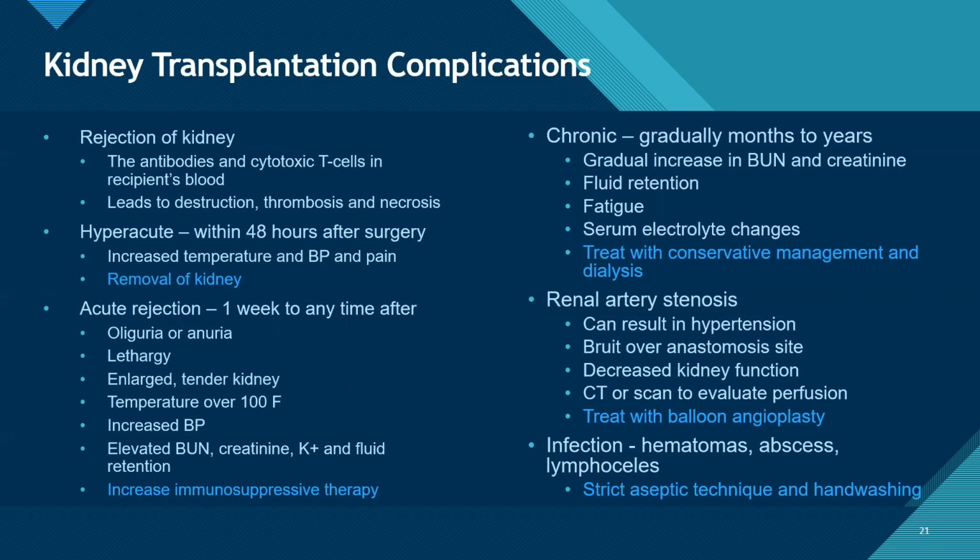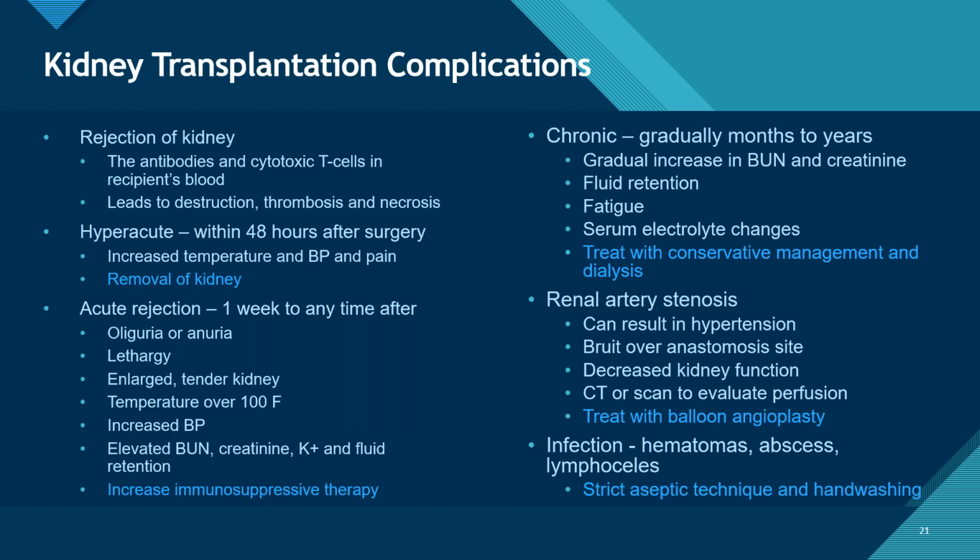Complications is rejection, obviously. Hyperacute, acute, chronic, and stenosis. So hyperacute is within 48 hours. They might have to remove the kidney, because I put it in blue. They have elevated temperature and blood pressure, and they're having a lot of pain. They'll initially try to increase immunosuppressant therapy.